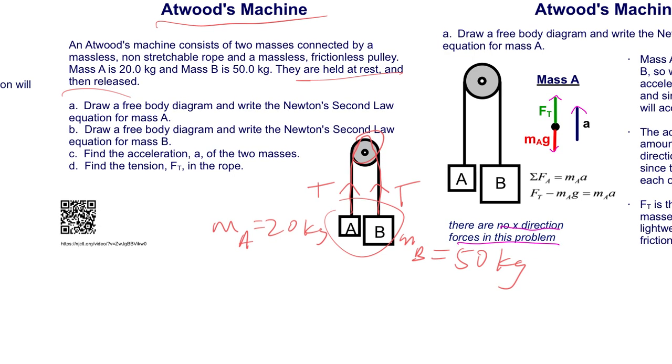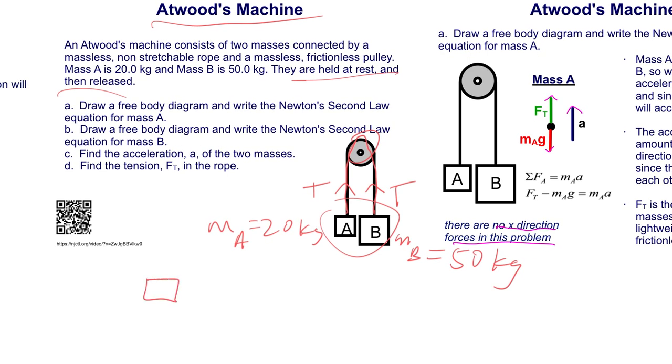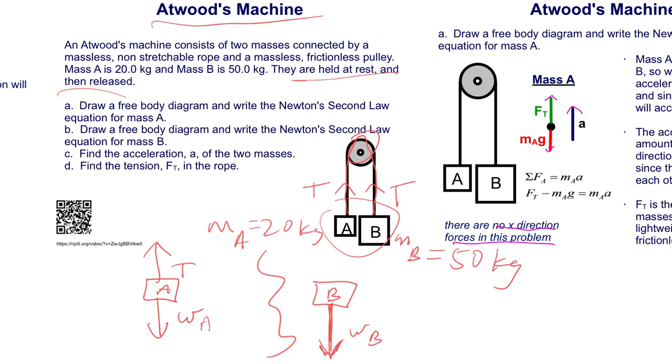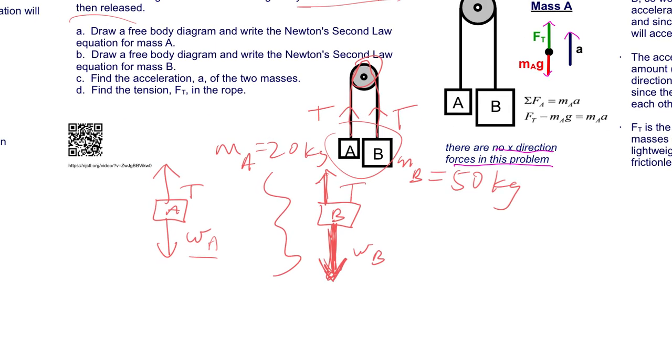Okay, so let's draw a free body diagram in each situation. We've got the weight of A and the tension. That's for block A. For block B, we've got the weight of B, which I'm going to make a little bigger because it's heavier. Yep, much heavier. I'm going to make it bigger than WA, but I have to make the same tension. Same tension. Okay, those are my free body diagrams.